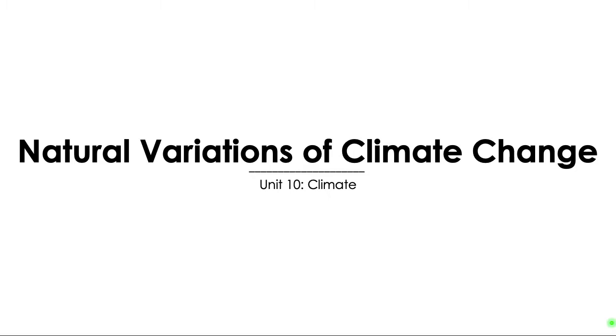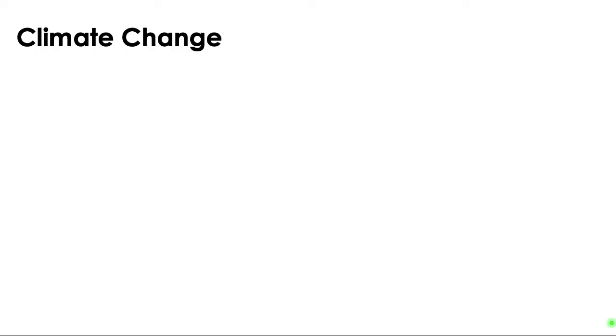Today we are going to continue with Unit 10, Climate. We are going to start jumping into understanding climate change and global warming. So we're going to split this up into three different lessons. Today's lesson is going to be on the natural variations of climate change. First thing that we need to do is actually understand what climate change actually is, and it is different from global warming.